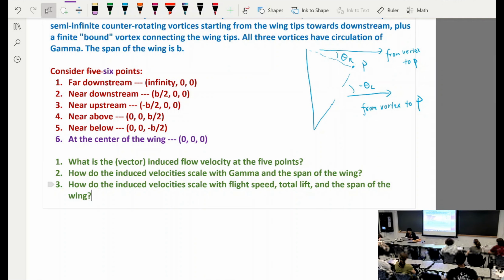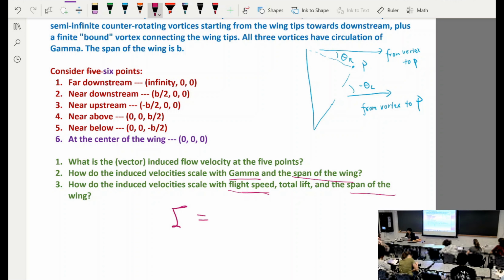Okay? And then, how does the induced velocity scale with the flight speed, total lift, and the span of the wing? Basically, if you look at these variables, the span of the wing is the same, but now gamma is gone. So question 3 is essentially asking you, how do I represent gamma as a function of the flight speed and the total lift? Oh, and also air density rho, right? Well, that's using our conservation of momentum stuff, right?